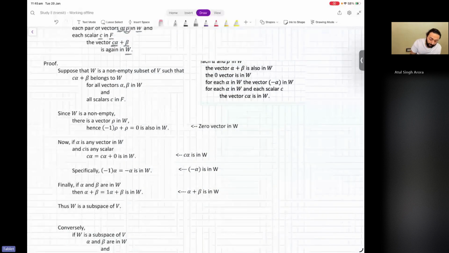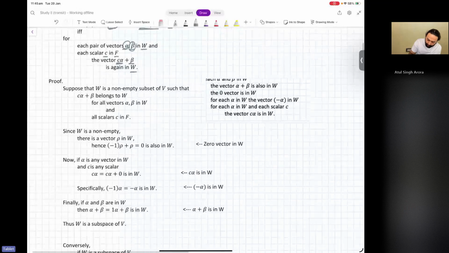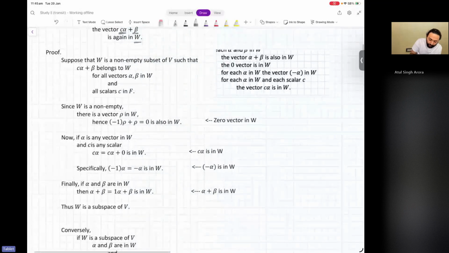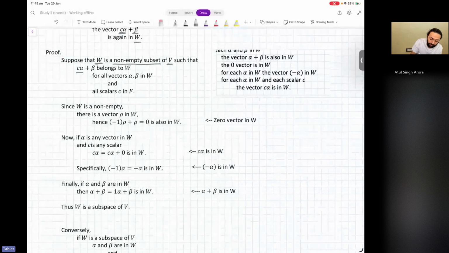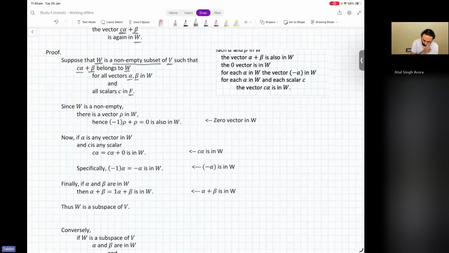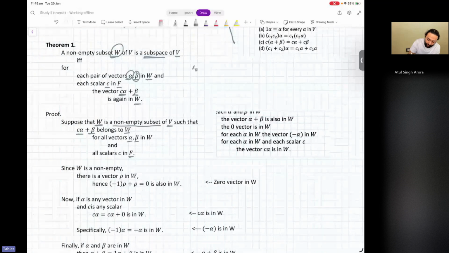All right. So suppose that W, sorry, I don't know why it's jumping around. So suppose that W is a non-empty subset of V, such that C alpha plus beta belongs to W for all vectors alpha, beta in W and all scalars C in F. So we are basically trying to show this direction.